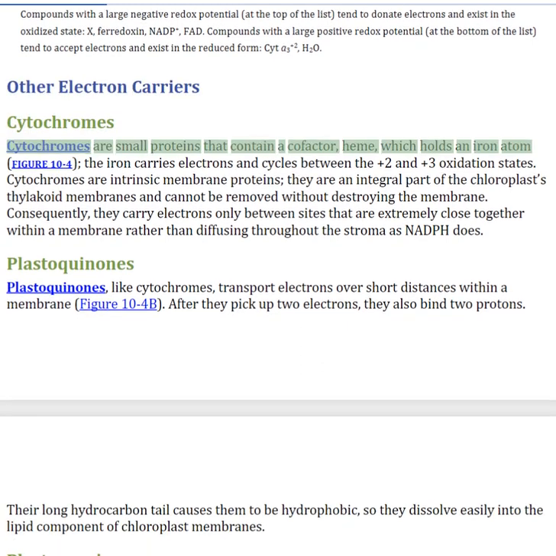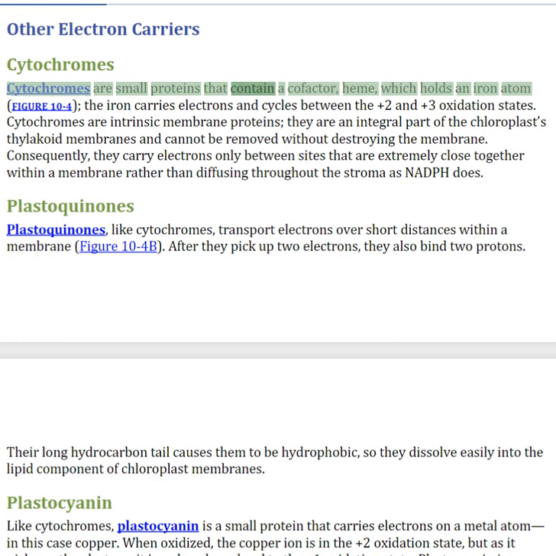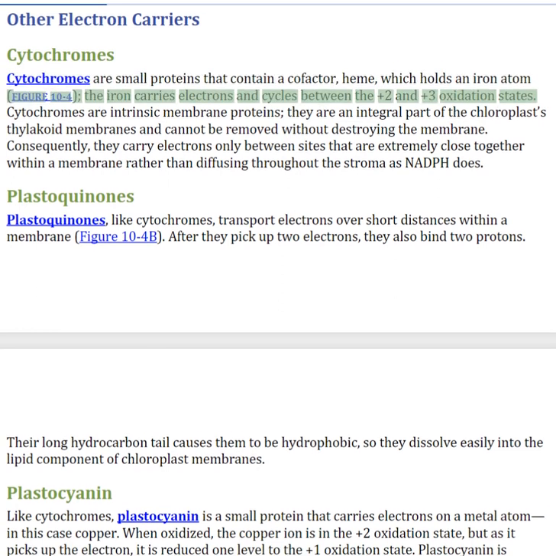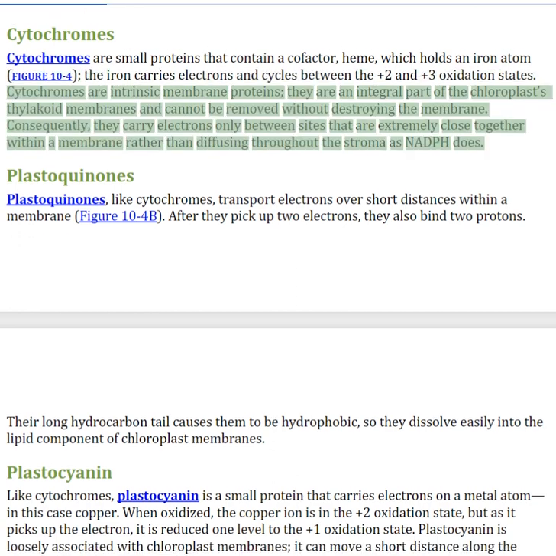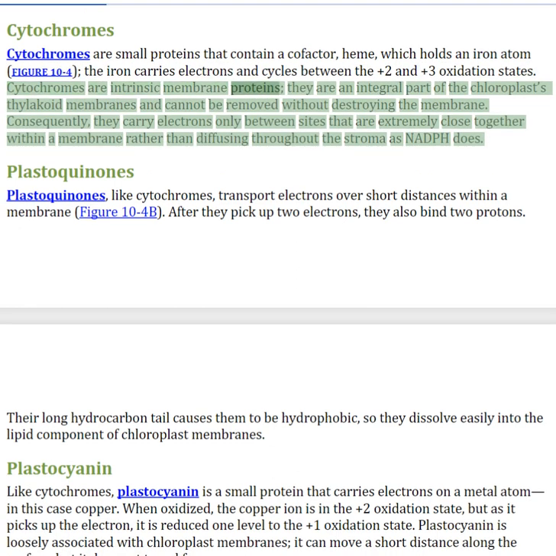Cytochromes. Cytochromes are small proteins that contain a cofactor, heme, which holds an iron atom. The iron carries electrons and cycles between the +2 and +3 oxidation states. Cytochromes are intrinsic membrane proteins. They are an integral part of the chloroplast's thylakoid membranes and cannot be removed without destroying the membrane. Consequently, they carry electrons only between sites that are extremely close together within a membrane rather than diffusing throughout the stroma as NADPH does.